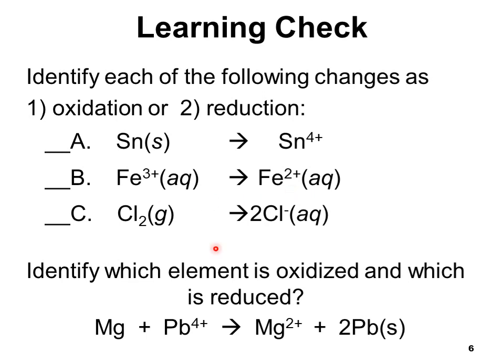Chlorine gas going to chloride ion. Again, it's getting more negative on the number line scale. That is called a reduction. Finally, we have these reactions. In this case, magnesium is going to magnesium 2+. More positive, that's an oxidation. Lead 4+ is going to lead metal. That is a reduction, as it's getting less positive.